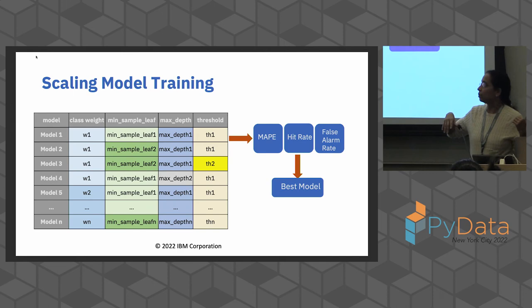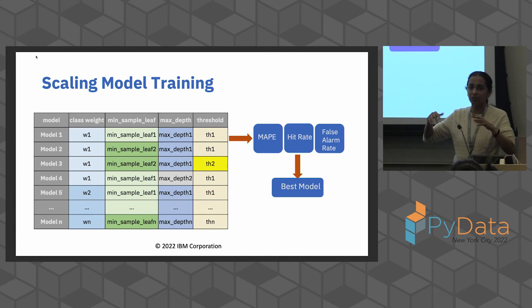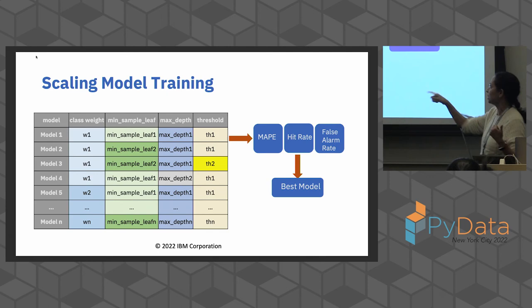Then of course we use the results from the evaluation framework, visualize them, and figure out what our best model is based on the client criteria. This process we try to automate as much as possible. So that's it for model training.